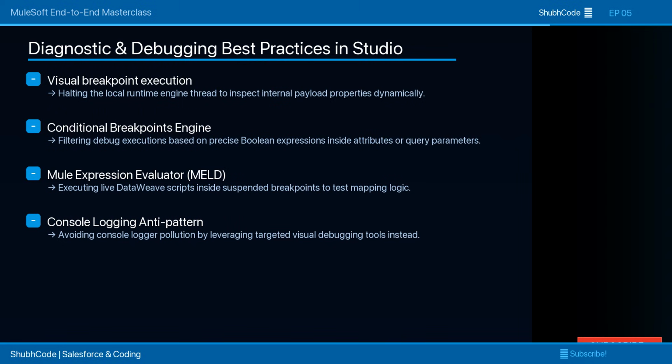Even better, you can set conditional breakpoints. For example, you can write an expression like attributes.queryParams.userId == 12345 so that execution only stops when testing that specific user record. Additionally, you should leverage the dynamic evaluate Mule expression window during execution. This allows you to write and run complex DataWeave code on the fly against your active, live payload to verify mapping logic without having to rebuild and redeploy your application repeatedly.